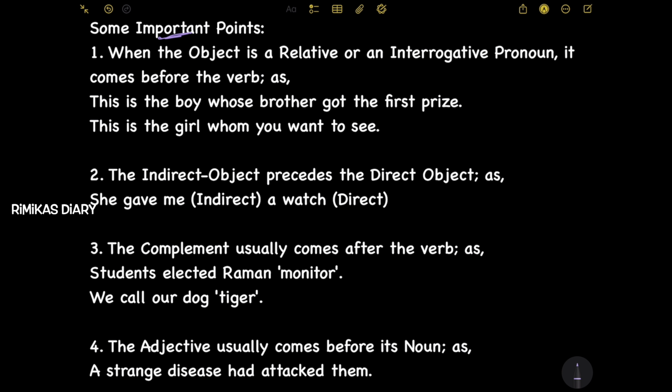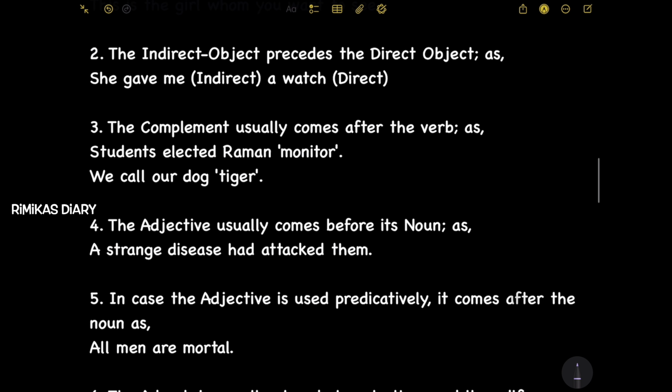This is the girl whom you want to see. Next, the indirect object precedes the direct object. As, she gave me, so we don't know what she gave, so it's an indirect object. A watch, direct. She gave me, so that's indirect object since it didn't have an object. A watch, so there's an object, so it's direct object.